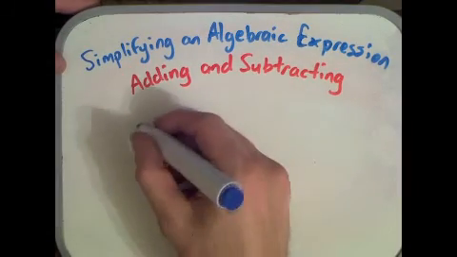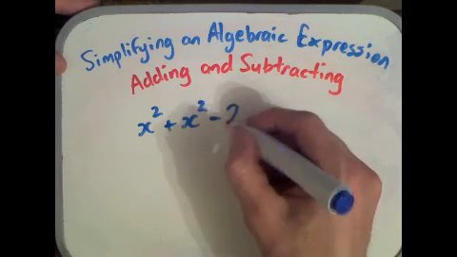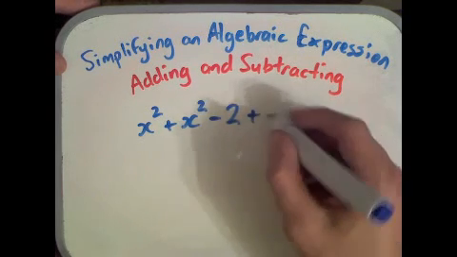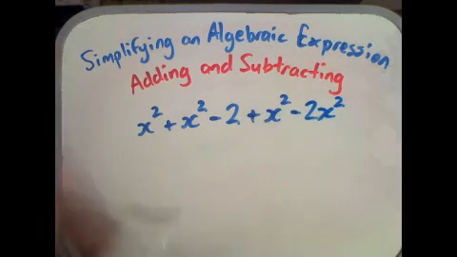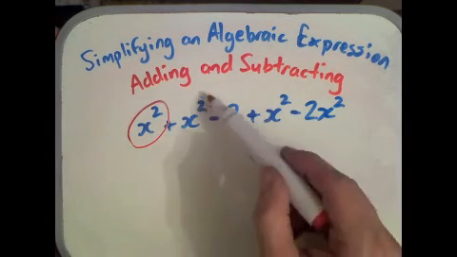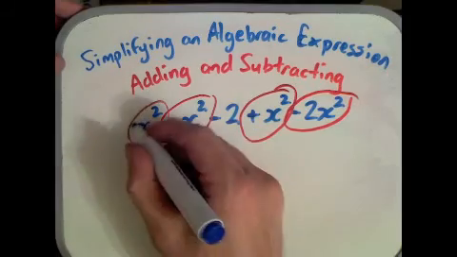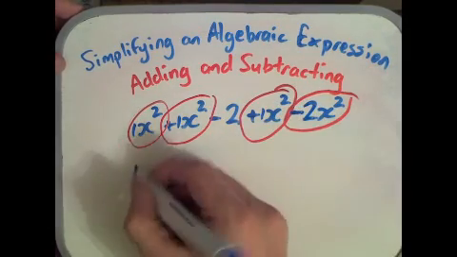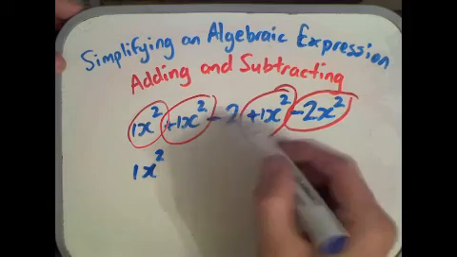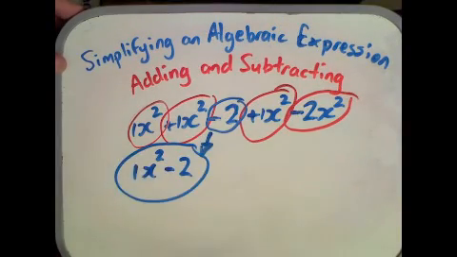Let's look at another example. We've got x squared plus x squared minus 2 plus x squared, and then subtract away 2x squared. Now remember, we can only add things that are the same, so x squared with x squared with x squared. Now that gives us 3x squareds. So 1, 2, 3 of them. So we subtract away 2, that gives us 1x squared. And this minus 2 here, we can't subtract away that, so we put it on the end as minus 2. There we go.